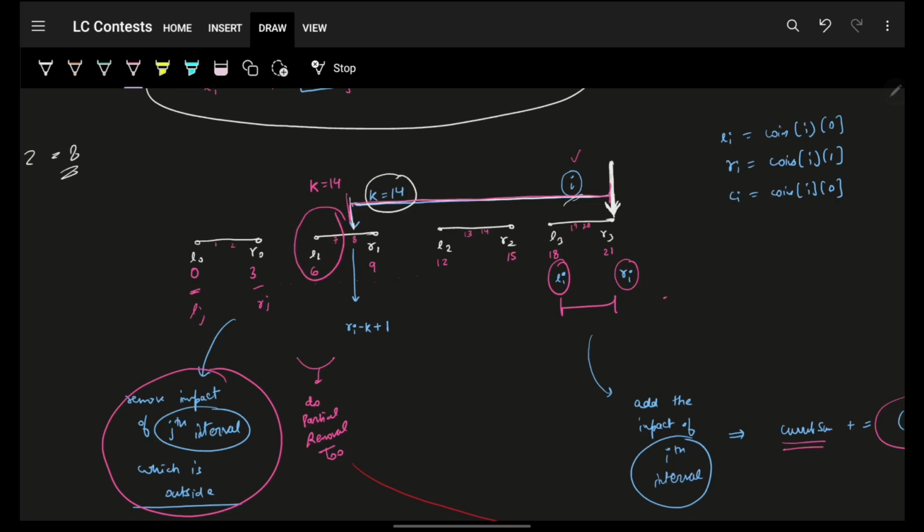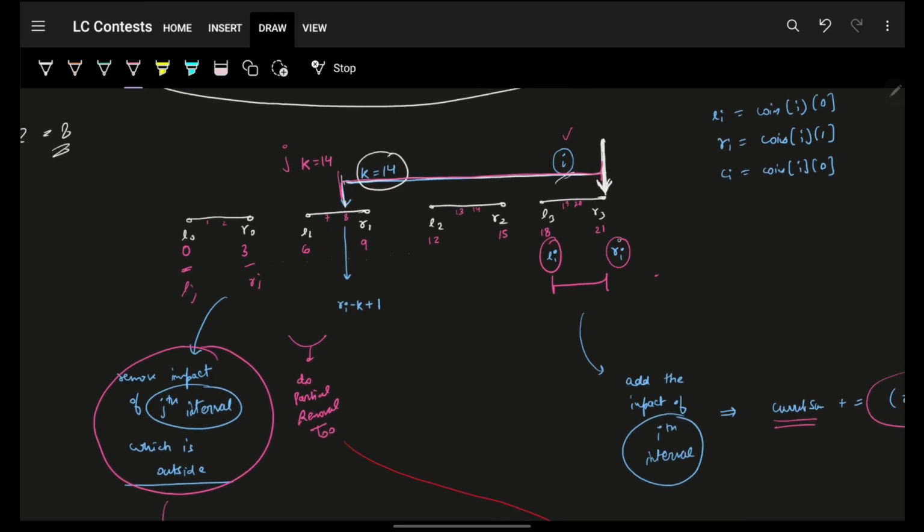Because your J is here, ultimately your J will come here, but still this is not fully removed. Your current sum is this specific thing right now. So make sure to partially remove this thing. If this is Ri, obviously this will be Ri minus K plus 1. If this is Ri minus K plus 1, you have to remove this specific thing.